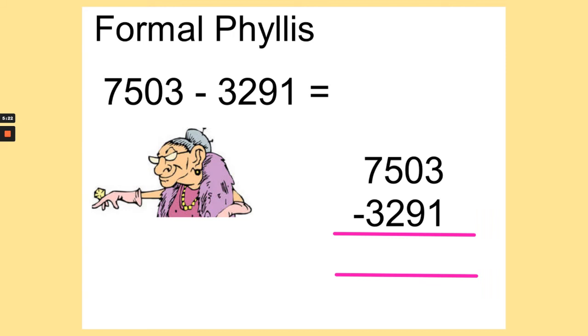Now, Formal Phyllis has asked you, 7,503 take away 3,291. Make sure you lay it out correctly to work out your answer. Pause the video now.